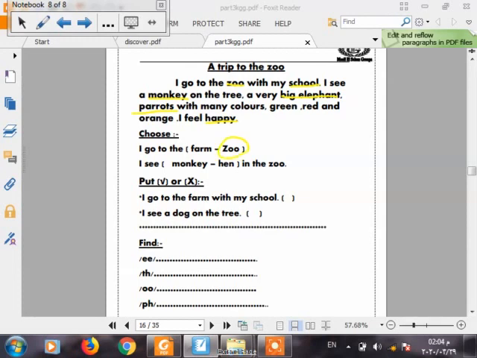I see monkey, hen, in the zoo. So he saw a monkey or a hen? He saw a monkey. Please circle a monkey.